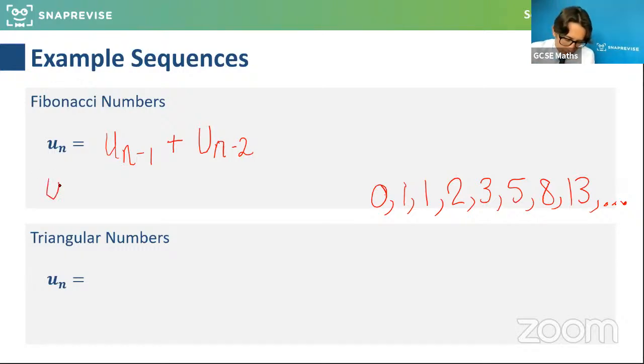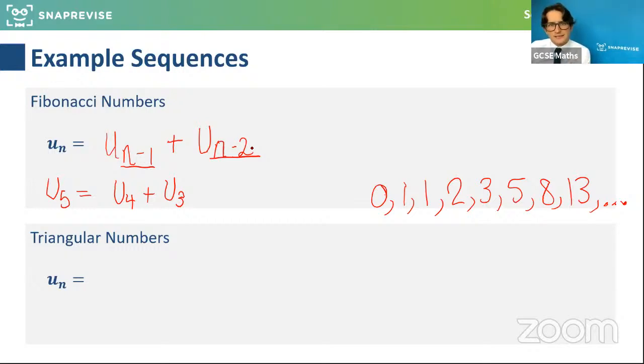So for example, if I wanted the fifth term, that would mean it would be the fourth term plus the third term. Now I know this subscript n minus 1, n minus 2 might look a bit confusing, but n minus 1 and n minus 2 are just the two numbers that would come before n. So if I'm looking for the 10th term, this rule is basically telling me I need to know the 8th and the 9th term to be able to add them up and get the 10th term.